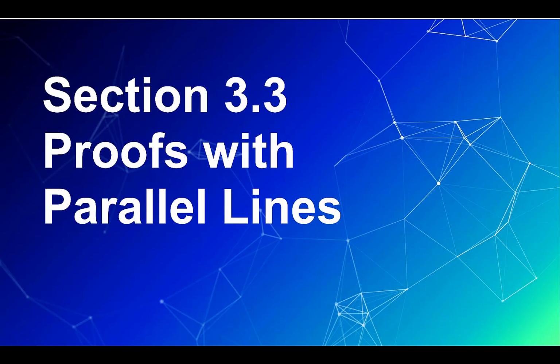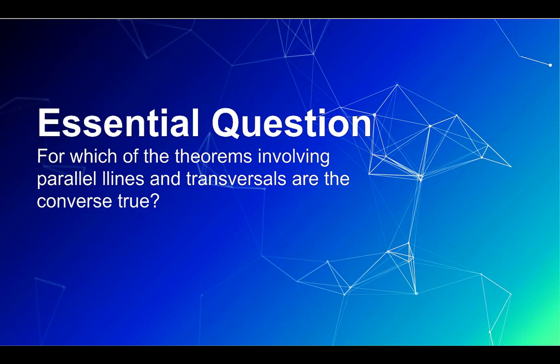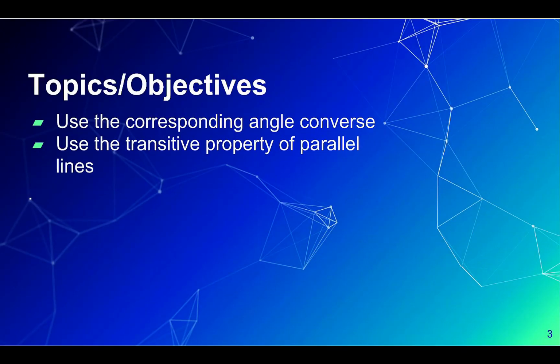Okay, so we're going to begin section 3.3, proofs with parallel lines. Essential question: for which of the theorems involving parallel lines and transversals is the converse true? Think about that word converse. We learned that in chapter 2, and we're going to be using that in this section. So we're going to use the corresponding angle converse, and we're going to use the transitive property of parallel lines.